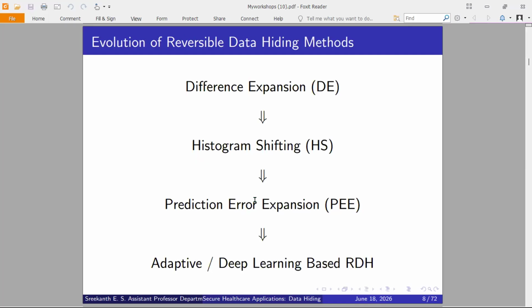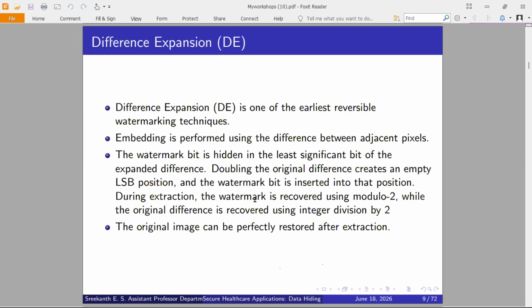These are the techniques we are going to discuss, because they provide the basis of reversible data hiding methods. Any advanced data hiding method we take will make some use of these techniques. So these are paving the foundation of reversible data hiding, so this should be first. That is why I took this portion as the main one. The first one is difference expansion, the earliest reversible watermarking technique.